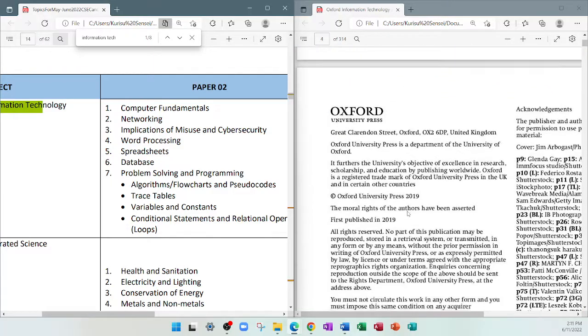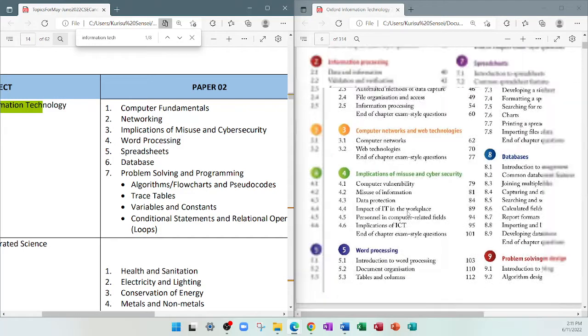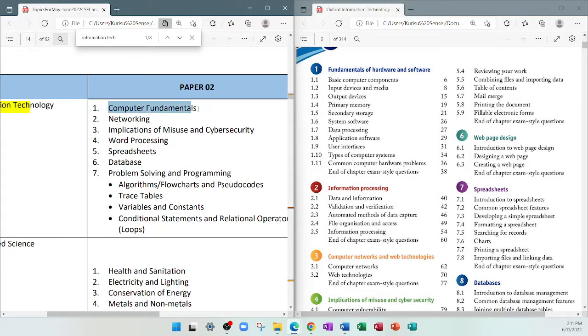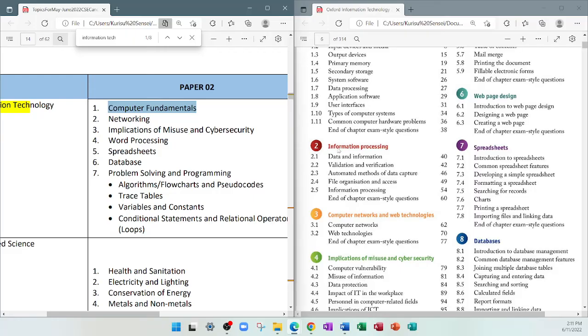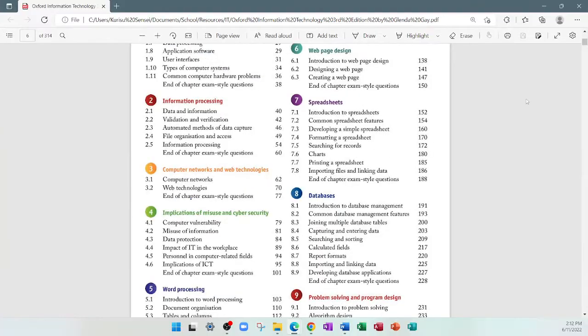So if we check what we would have covered so far, we actually covered our first topic here, computer fundamentals. So that was the entire chapter 1, which is the basics of hardware and software. There's no mention of information processing. Networking, we started that. So we're going to continue with that topic today. And we'll try to finish off networking and try to start the implications of misuse and cyber security.